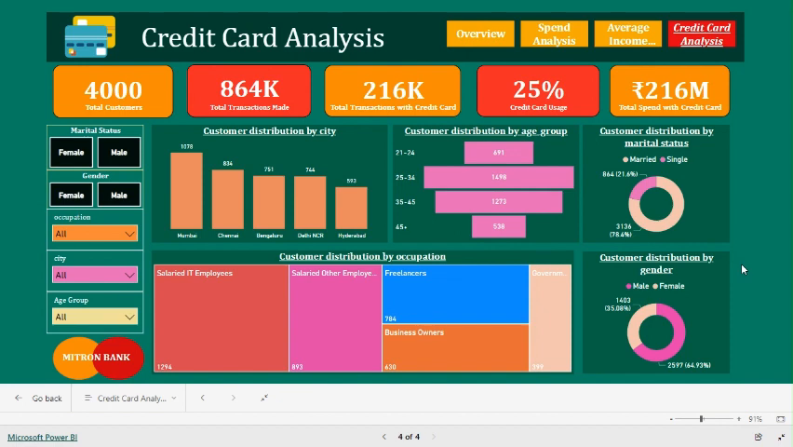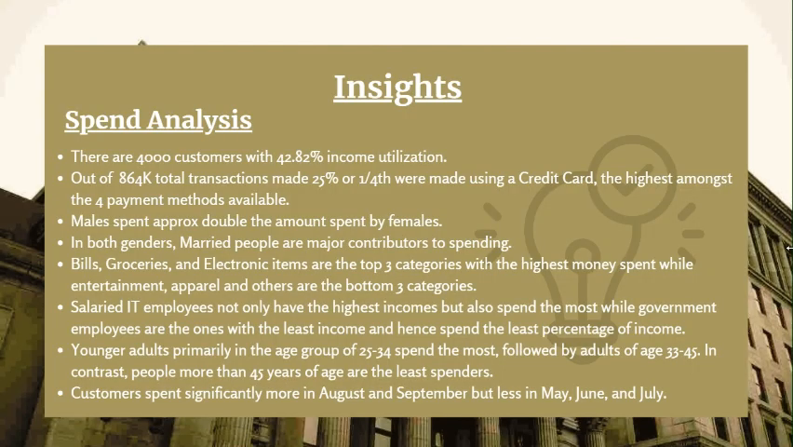Now, let's talk about the recommendations and the key insights that we have drawn by analyzing this dashboard. So, we just saw that males spend approximately double the amount spent by females. In both genders, married people are major contributors to the total spending amounts. Bills, groceries, and electronic items are the top three categories with the highest money spent on them, while entertainment, apparel, and others are the bottom three categories.